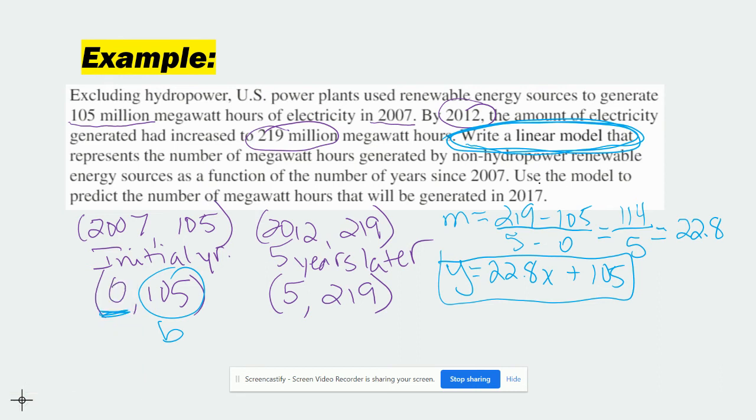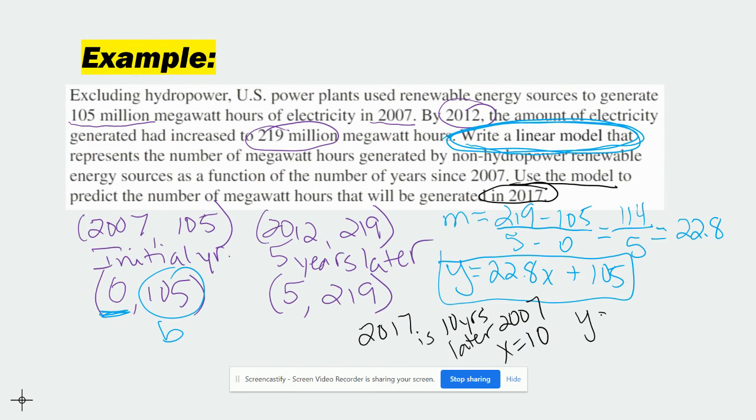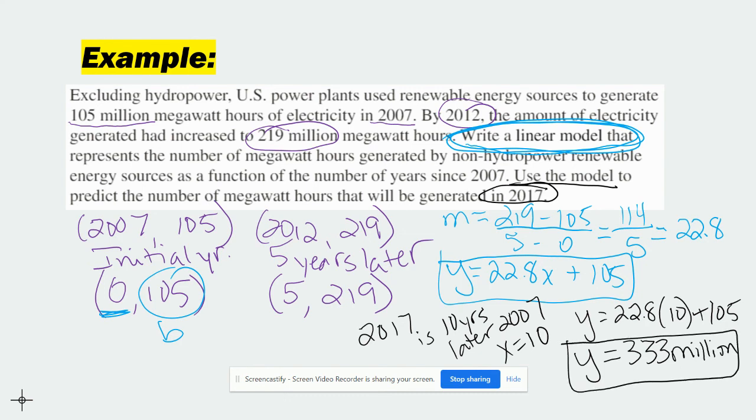From there, it's asking us to use this model to predict how many megawatt hours will be generated in the year 2017. Well, 2017 is 10 years later from our initial year of 2007. So that means x is going to be 10. So we plug that in, y equals 22.8 times 10 plus 105. We'll go ahead and plop that into our calculator, and we end up getting 333 million megawatt hours in the year 2017.